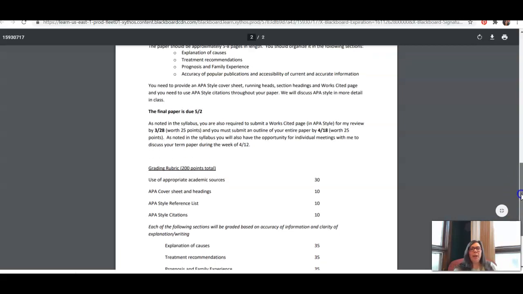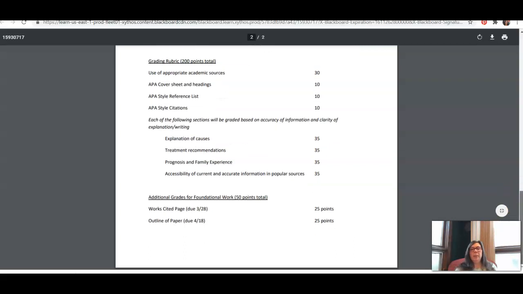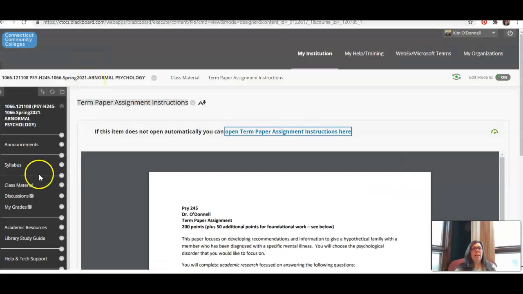And then right here is the rubric. And so this is the rubric I will use. You'll get this rubric back from me with your grade, with the term paper. So using appropriate academic sources, so those 8 sources, the cover sheet and headings, reference list, and text citations. And then each of these sections is worth 35 points. And that's based on the accuracy and clarity of the information you give me and of your writing. And then 25 points each for those foundational pieces. So obviously, if you have questions, you should reach out to me and ask them.